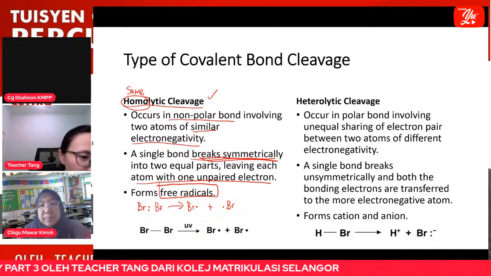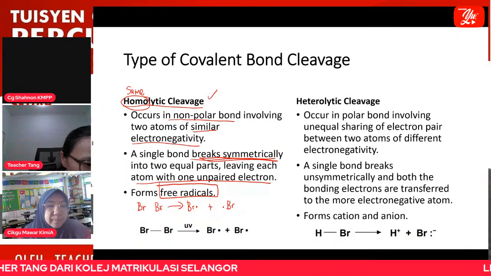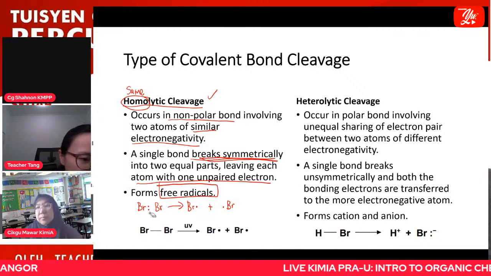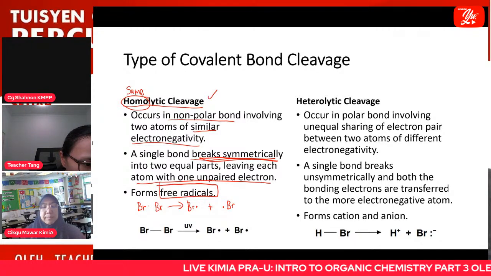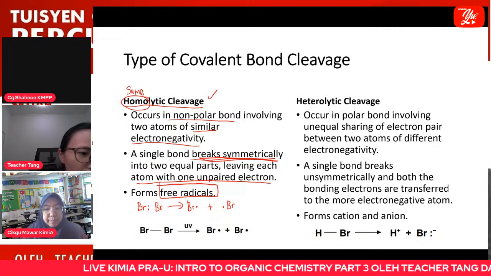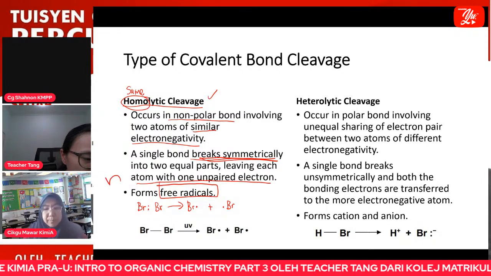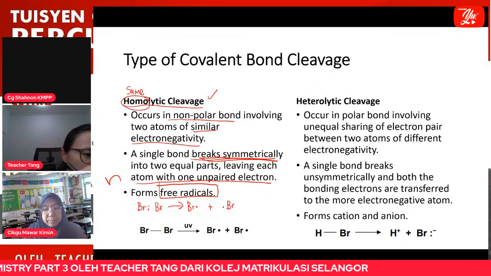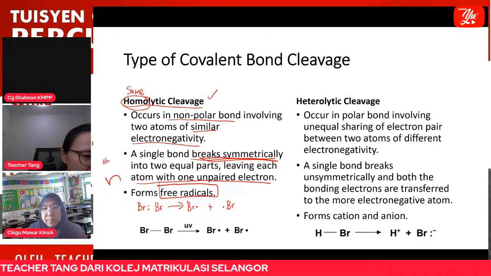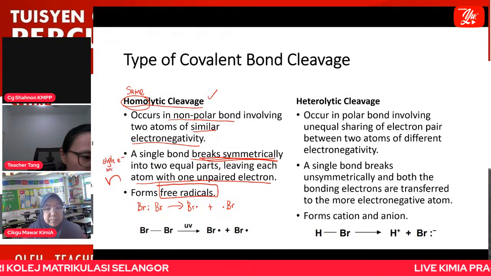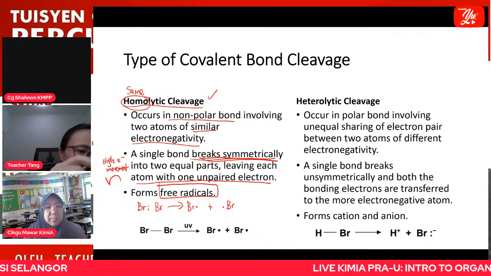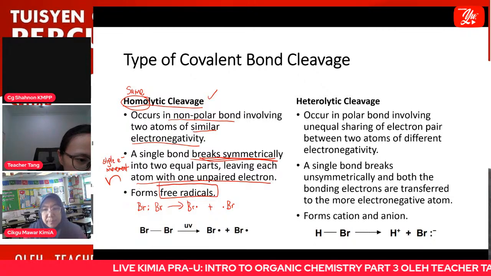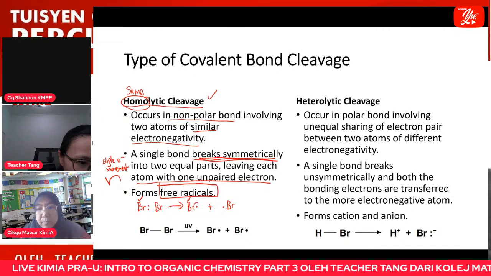So usually we will use, let me draw again, a half-headed arrow. This is the covalent bond. We will use a half-headed arrow like this to represent single electron movement. For example, this is a covalent bond. After bond breaking, this bromine atom will get one.